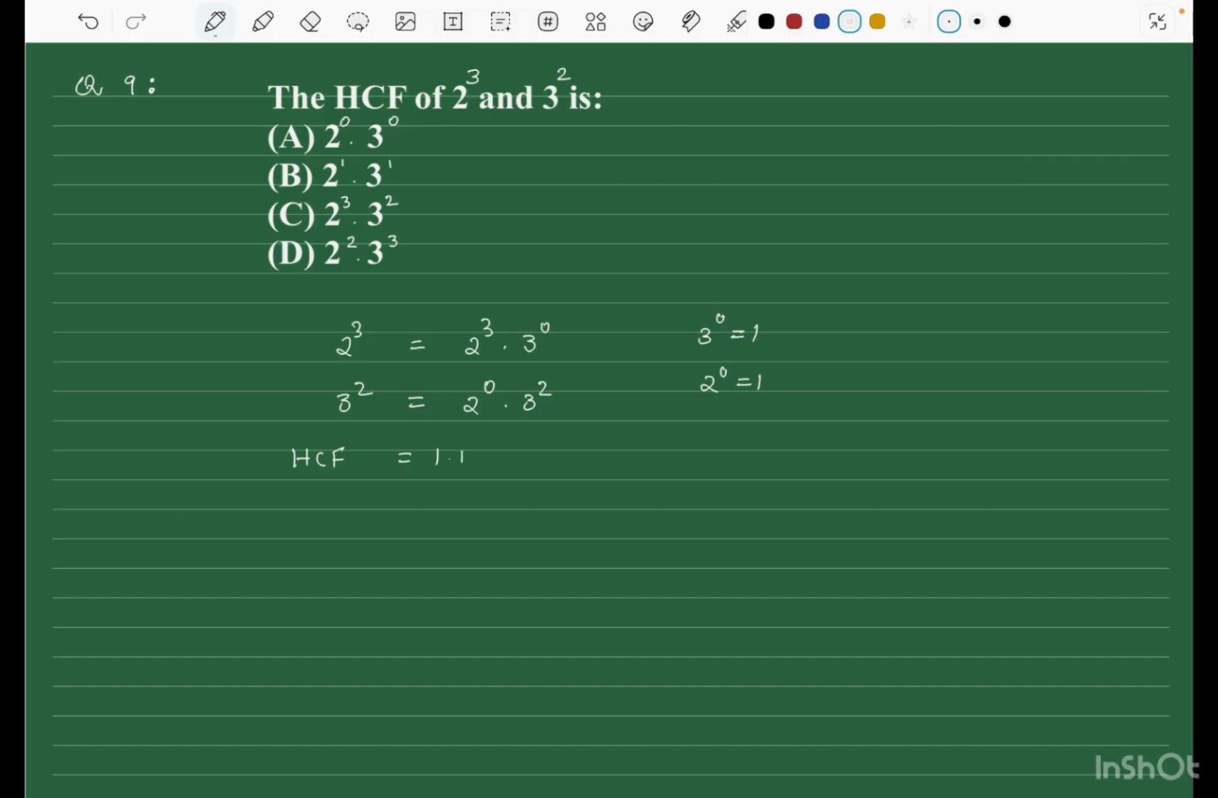We can write 1 as 1 into 1. 1 can be written as 2 raised to 0 and 3 raised to 0. So option A is correct.